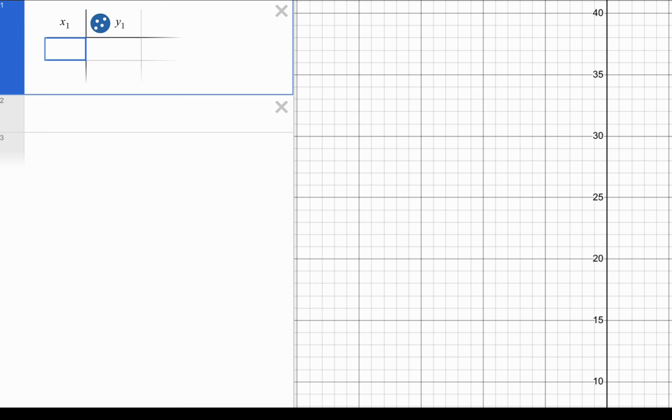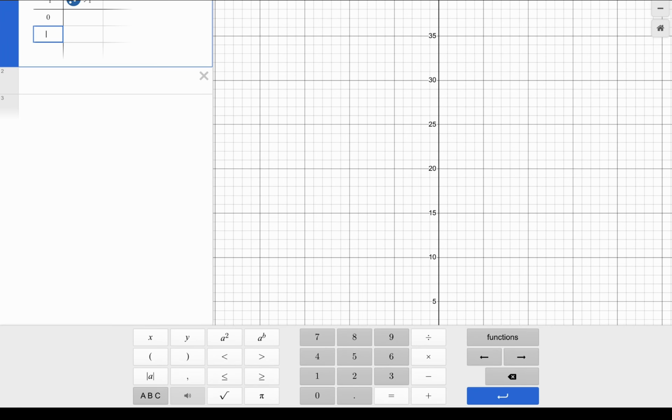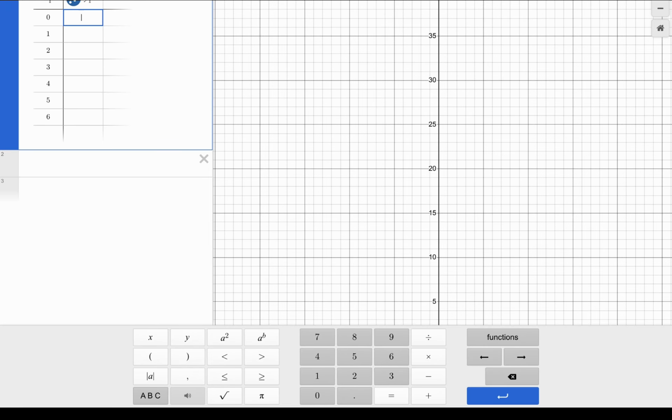So we're going to type in 0, 1, 2, 3, 4, 5, 6. And for the y values, we will type in 1.2 for the y-intercept. We're going to type in 2.6, 6.8, 13.8, 23.6, 36.2, and 51.6.